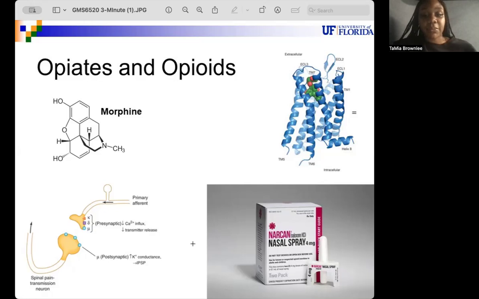The nasal spray form, shown here, allows first responders and even bystanders to quickly administer it during an opioid overdose, saving lives in minutes. In conclusion, morphine is an incredibly effective pain reliever, but with great power comes great responsibility. Its misuse can be fatal. That's where Narcan steps in, acting as a safety net in overdose situations, something we've all seen dramatized in medical TV shows, but which is very real and crucial in everyday medical practice.